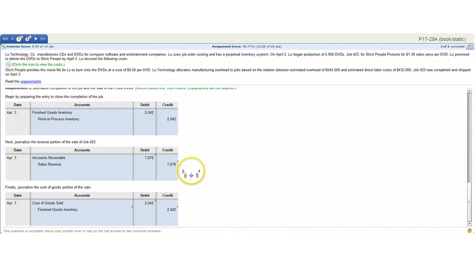Then we record the sale. So we record the price, accounts receivable and sales revenue for the amount of the sale, and it probably tells us what we sold the DVD for somewhere up in here. Yeah, we're going to sell it for $1.30 a DVD, and we had 5,900 of them, so we multiply those two and get $7,670. And then the cost of the DVDs is the 2,042.